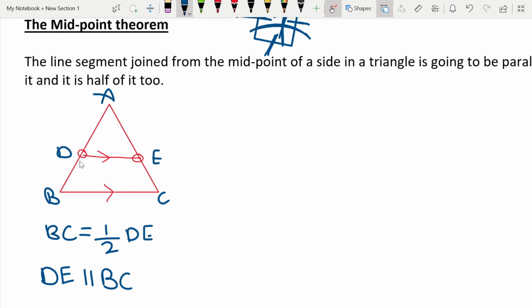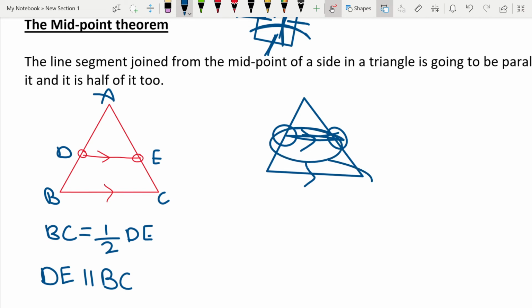So if we look at it closely, if you have got a triangle like that and you've got two midpoints and a line segment is drawn, this and this will be parallel, and this one will be half of this. So as you can see, I've got A, B, C, and we've got D and we've got E. So we are saying that DE is equal to half of BC. Okay, understand? No, that's the opposite.